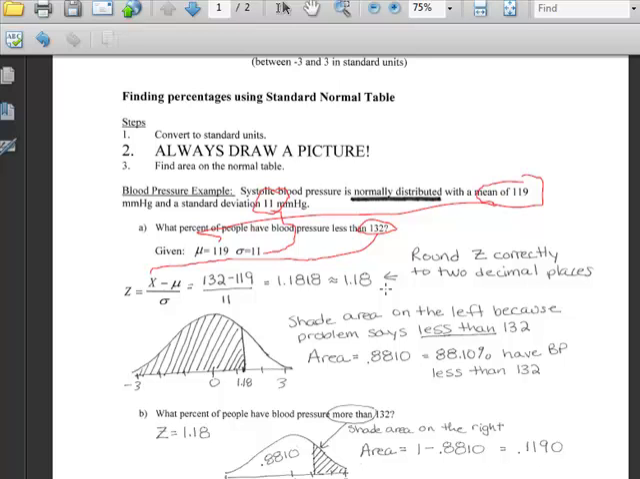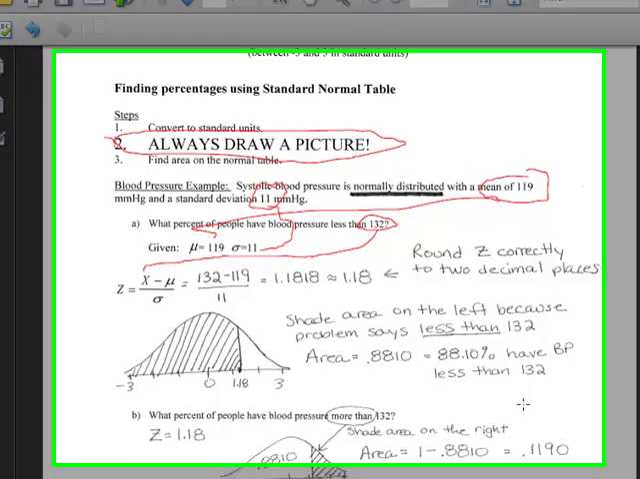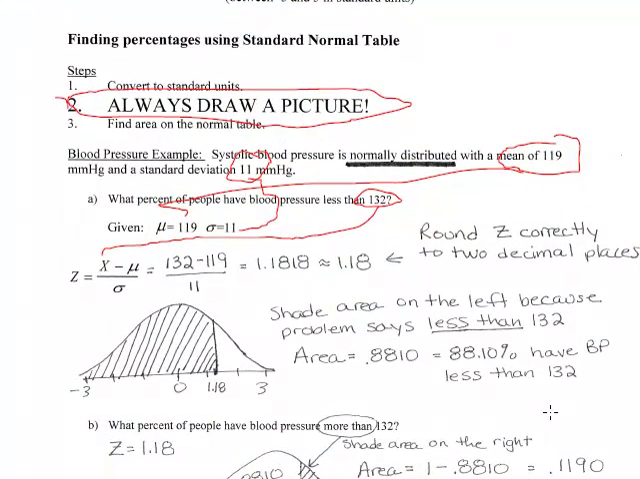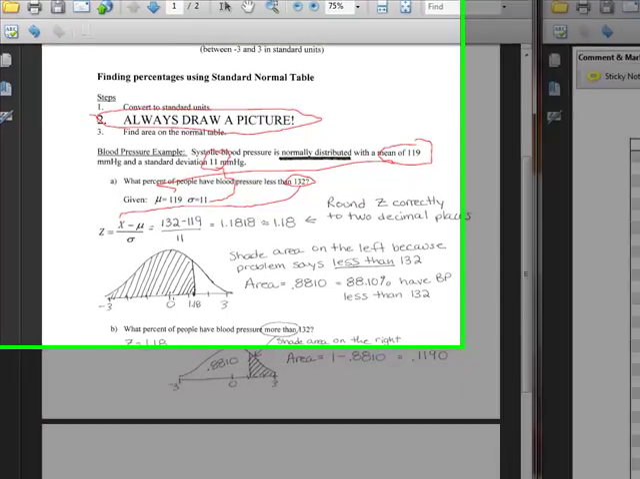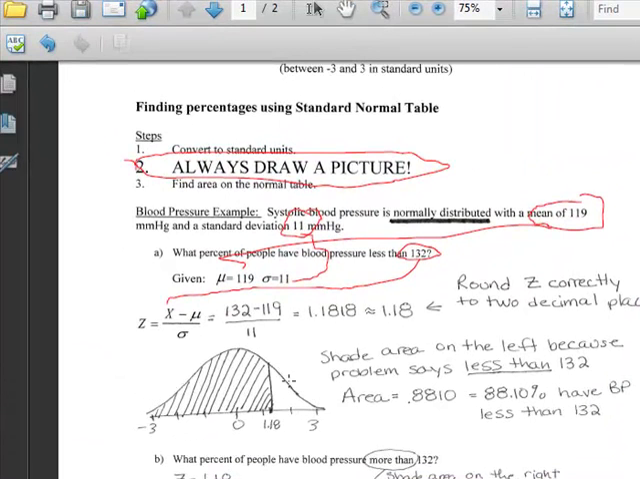Our next very important step is always draw your picture. I always draw my picture, so unless you're better at this than I am, you should always draw your picture. In doing so, you will avoid many, many mistakes. To draw our picture, we're going to draw a little sketch of our normal distribution.